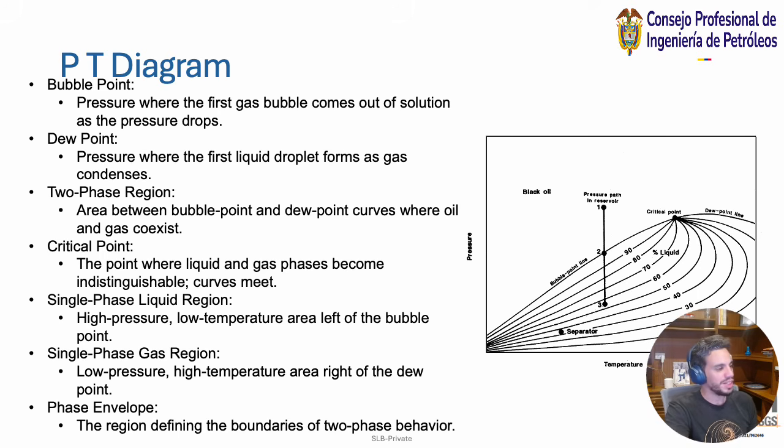And then you have a single-phase liquid region. Since we're thinking of this oval shape here as the two-phase region, obviously at point 1, or at the top of this diagram at very high pressure, we're in a single phase. We're at high pressure and low temperature, which is the area left of the bubble point, and that's the liquid region, right? We're still a liquid here. Then under the dew point, at very high temperature and lower pressures, you become a single-phase gas region.